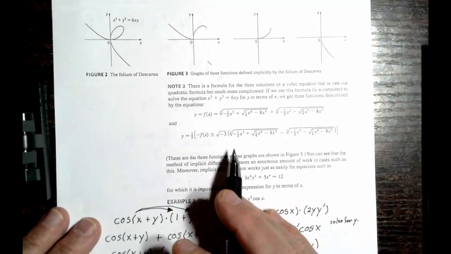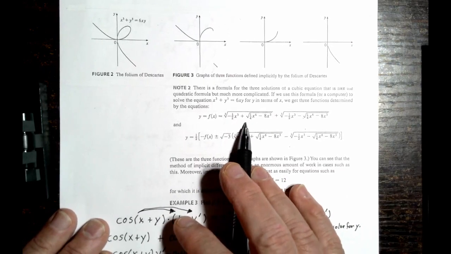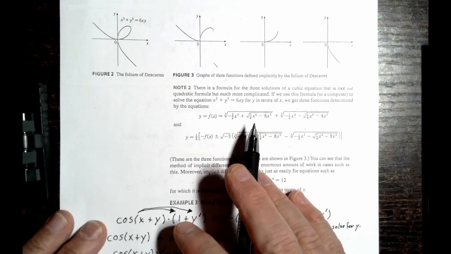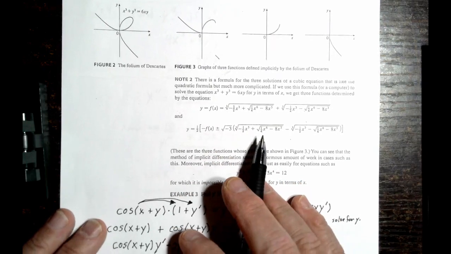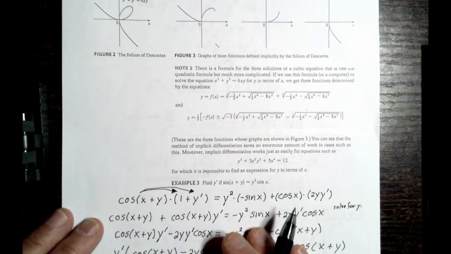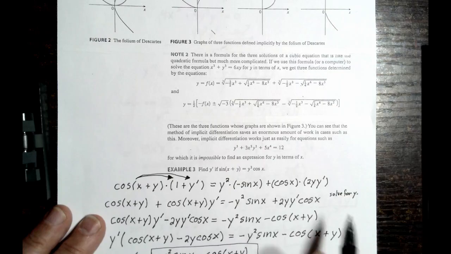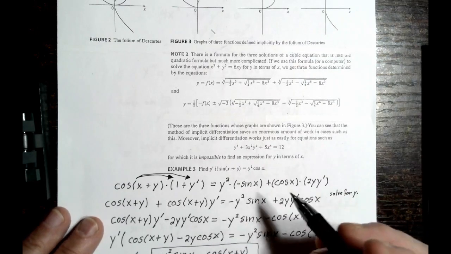You can actually solve it using the complicated formula for the solution of a cubic equation, similar to a quadratic formula. But it's quite complicated, and this is what it looks like. Now, we also solved it a lot easier just by taking the derivative using implicit differentiation.